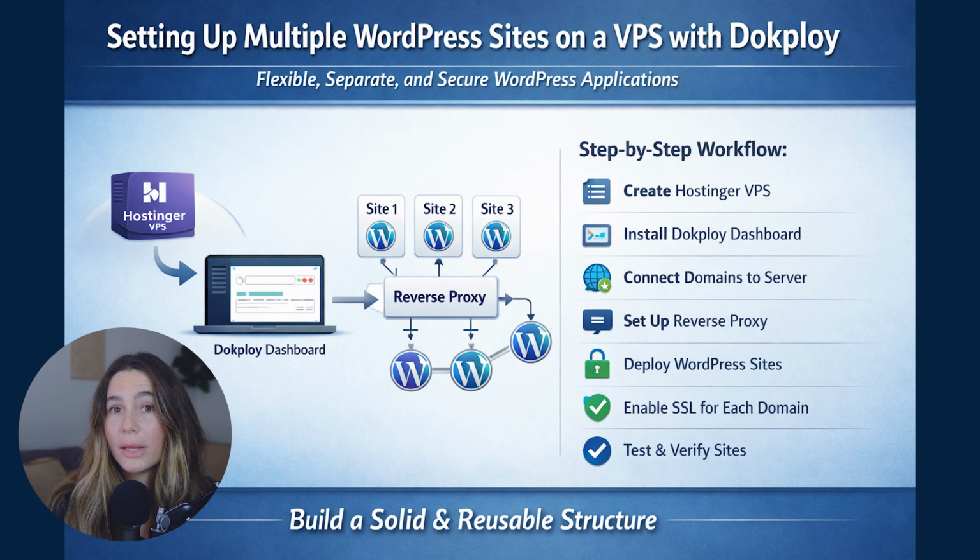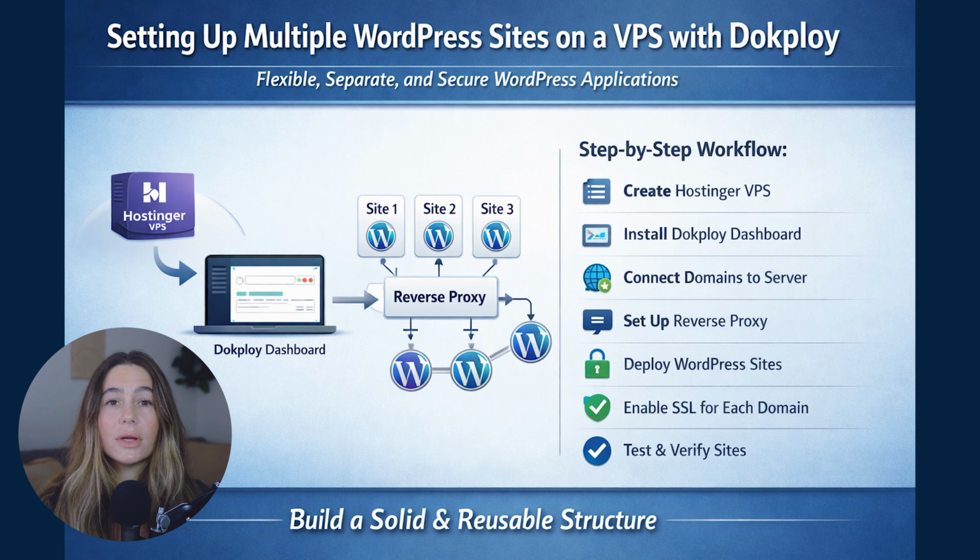Then you'll go ahead and deploy each WordPress site as its own application. Then enable SSL for each domain so all sites load securely. And lastly, test each site to make sure domains, routing, and HTTPS work correctly. Okay, so that is the simple setup and workflow. Now let's go ahead and touch on some of the pros and cons.